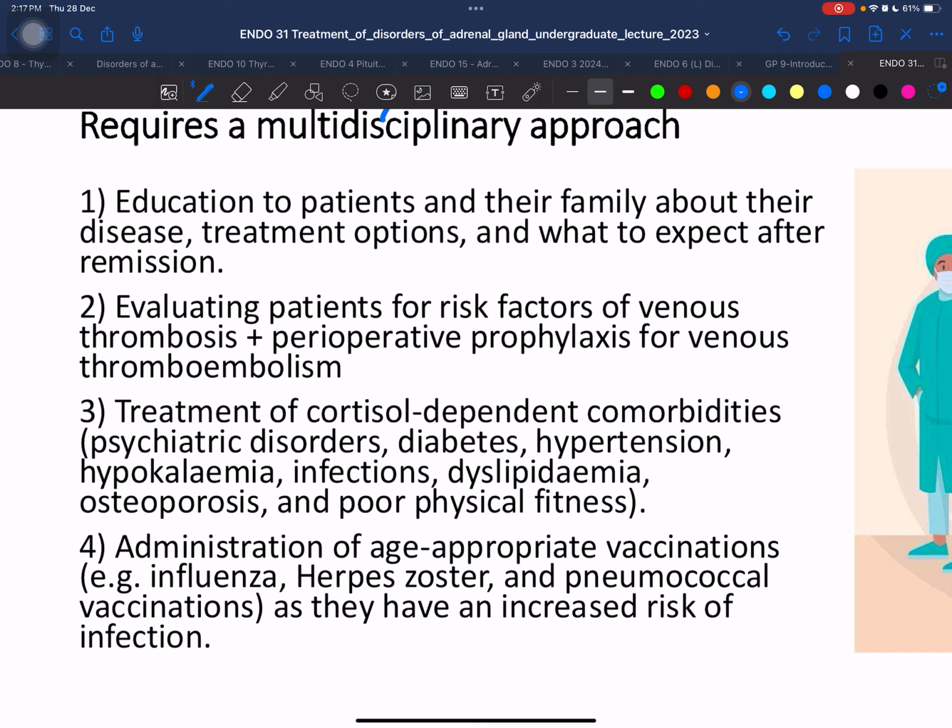Treatment of cortisol-dependent comorbidities. So the patient not only has hypercortisolism, they have complications associated with hypercortisolism, which I've already explained yesterday. So they might have psychiatric disorders, they might have diabetes, hypertension, hypokalemia, osteoporosis, increased risk of infection, dyslipidemia. There are so many things just because they have a pituitary adenoma that secretes ACTH, right? So you need to treat all these related comorbidities as well.